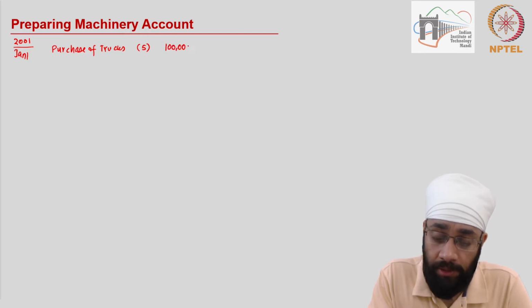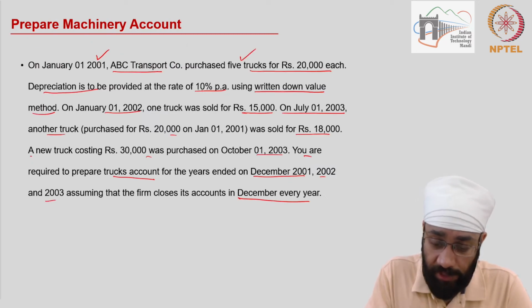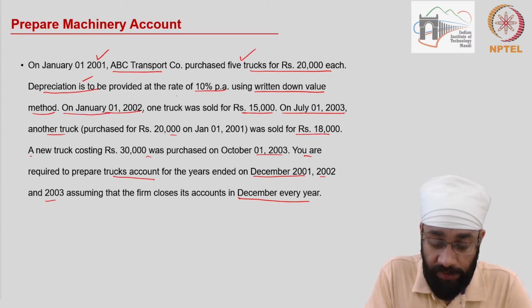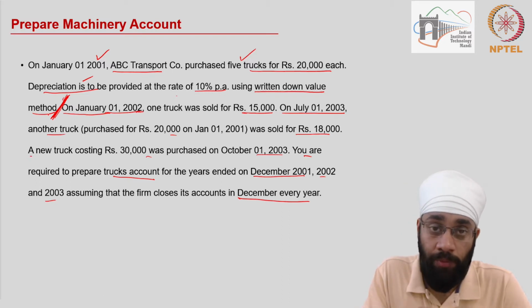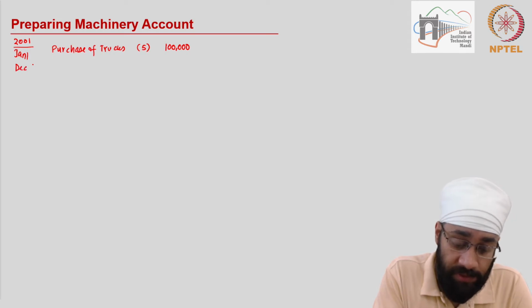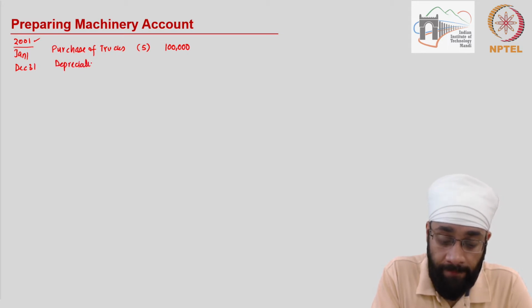All right. So next transaction is depreciation to be provided at 10% on January 1st, 2002, which means the first year is ending here. So let me put a slash here. This is the end of the first year, and we need to provide depreciation at this point in time. So December 31st, in the first year, we have to charge depreciation. So depreciation at the rate 10%.